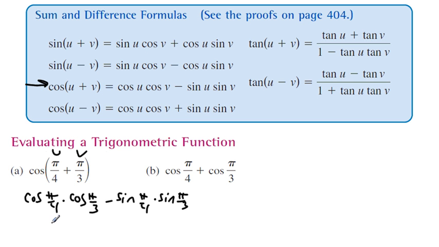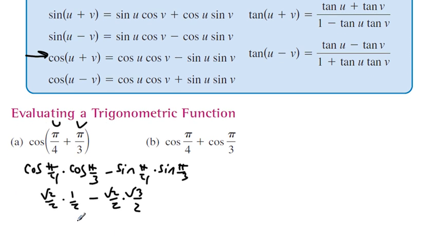The cosine of pi over 4 is square root of 2 over 2. Cosine of pi over 3 is a half. Sine of pi over 4 is root 2 over 2. And sine of pi over 3 is radical 3 over 2. Okay, if I simplify those, I just get radical 2 over 4 minus radical 6 over 4, which we can just write as radical 2 minus radical 6, all over 4.